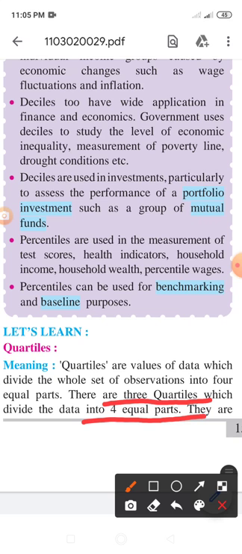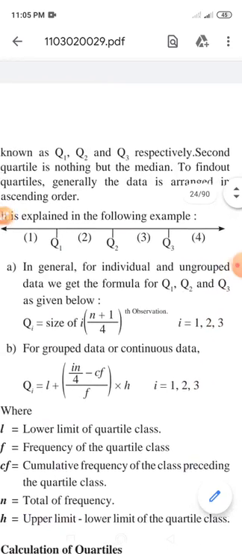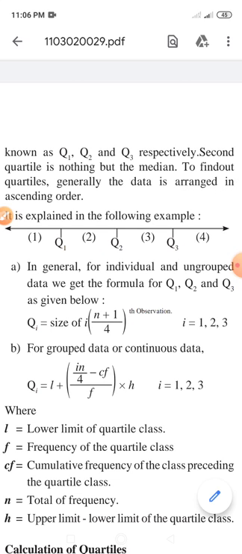When data is arranged in ascending or descending order, they are used to find out the values of quartiles. Generally the data is arranged in ascending or descending order, but to calculate the proper valuation, if you arrange the data only in ascending order when calculating quartiles, deciles, and percentiles, then there is no place for a wrong answer.